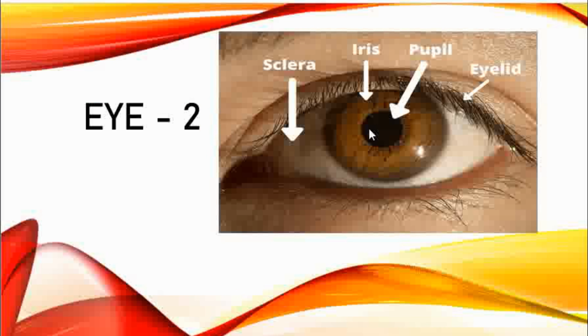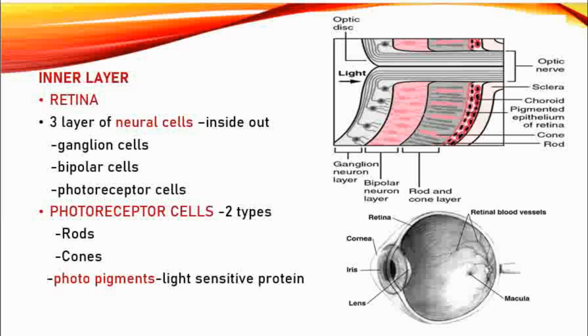So let's see about the inner layer of the eye. Coming to the inner layer of the eye, basically the retina is known as the inner layer of the eye. The retina is a light sensitive layer of nerve tissue. It contains a layer of nerve tissue at the back of the eye. So on the back side of the eye you can see the retina.